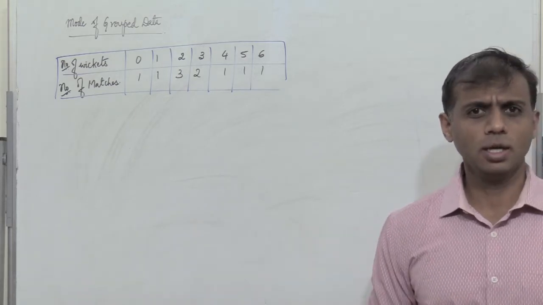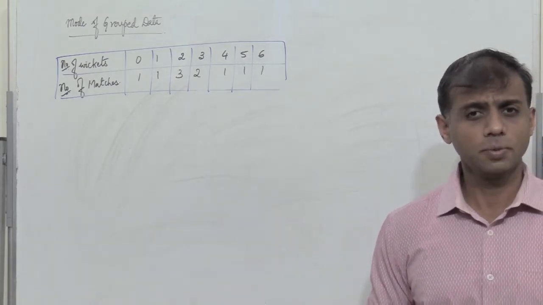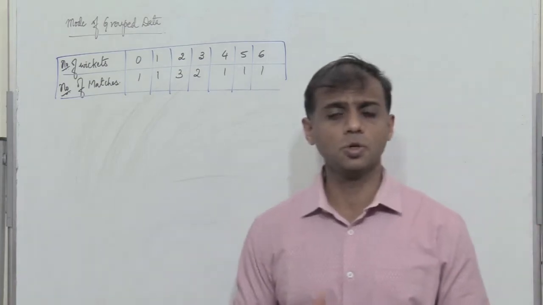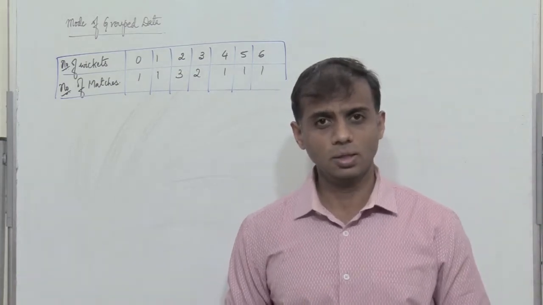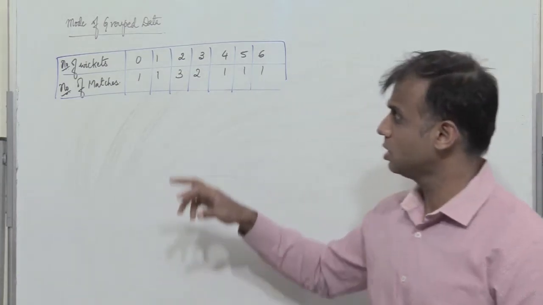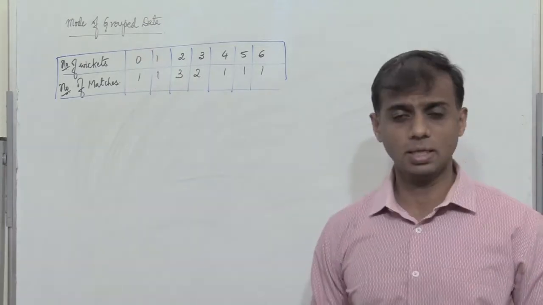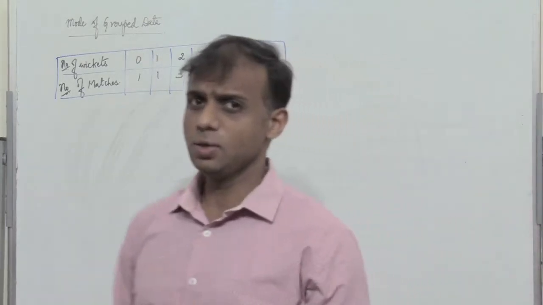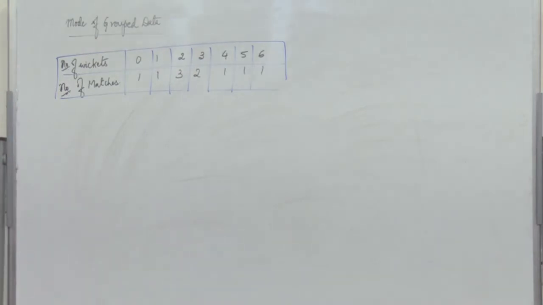So in the first video lecture we had solved problems from the first exercise where we solved problems on mean and median, and now in this video session we shall talk about mode of group data. Right? So let us see what mode of group data actually means. So mode is that value among the observations which occurs most often.